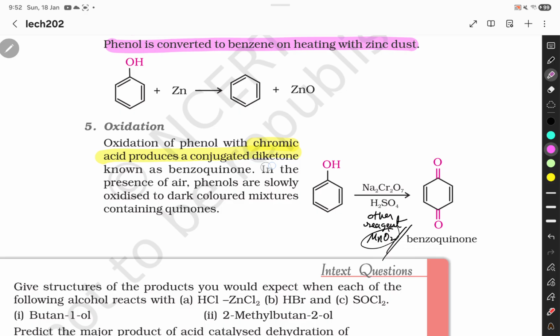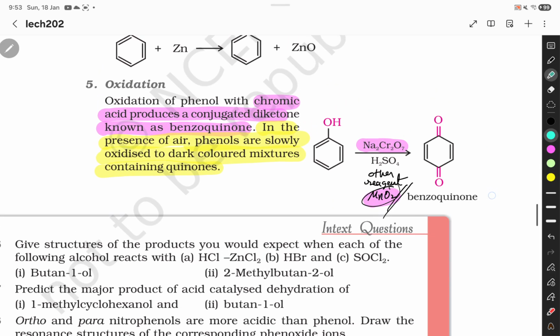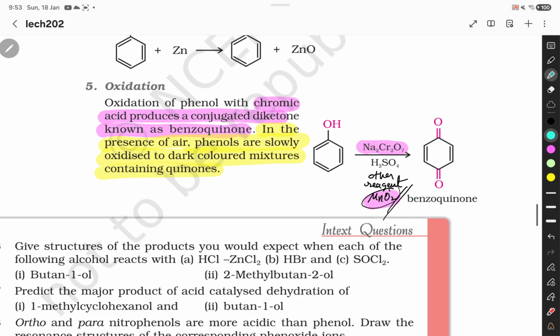So I found something that could be asked. See, chromic acid produces benzoquinone, that we know. Another reagent for that is MnO2. That is by the method we have learnt. And in the presence of air, phenols are slowly oxidized to dark colored mixtures containing quinones.